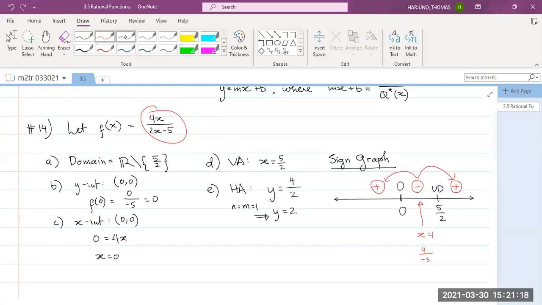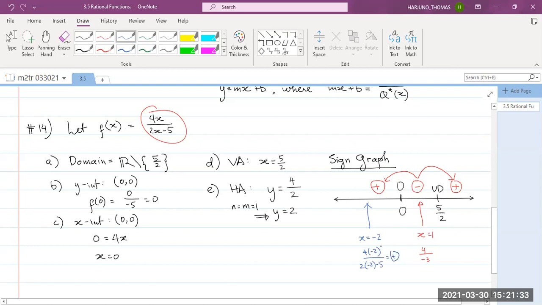Now, other than that, you can actually test a point. Let's say when x equals -2. So 4 times -2 over 2 times -2 minus 5, you will see that's negative over negative, which is positive. Okay, and when x equals, pick a number here, let's say x equals 5, you will get 20 over 5. That's positive. Okay, so there are two ways of finding the sign of a certain interval. You use the idea of critical numbers, which in my opinion is faster, or just go back to the traditional way, testing points.